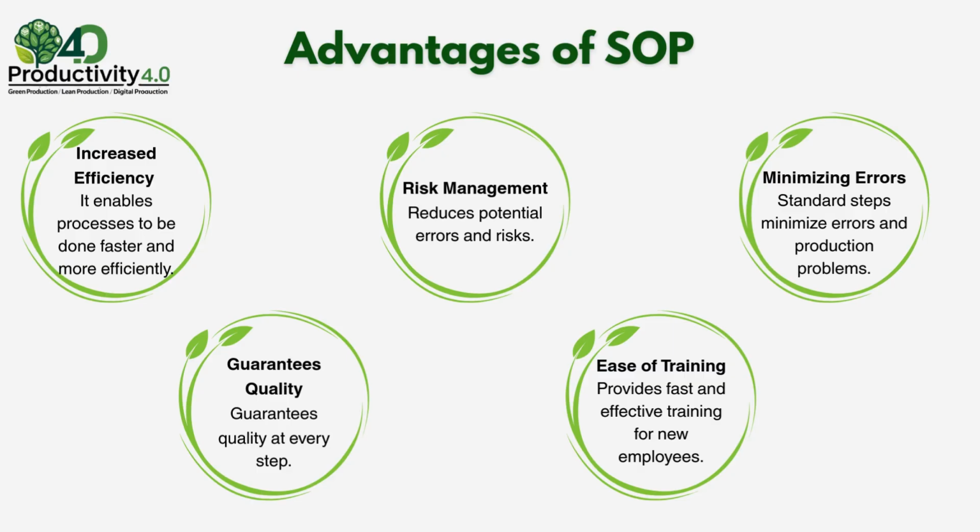Third, in terms of risk management, standard operating procedures reduce potential errors and risks, making work processes safer. Moreover, standard operating procedures ease training by providing employees with a clear and traceable roadmap. Standardized steps minimize errors and increase process consistency. All these benefits make standard operating procedures a vital element for enabling businesses to work more efficiently, with higher quality and safety.